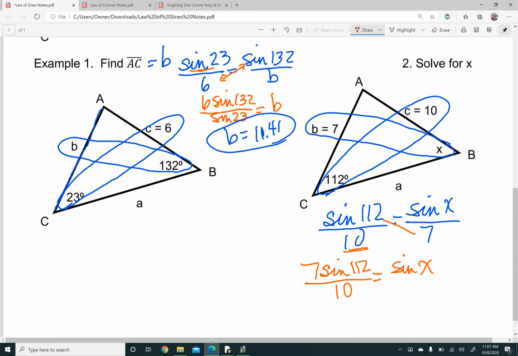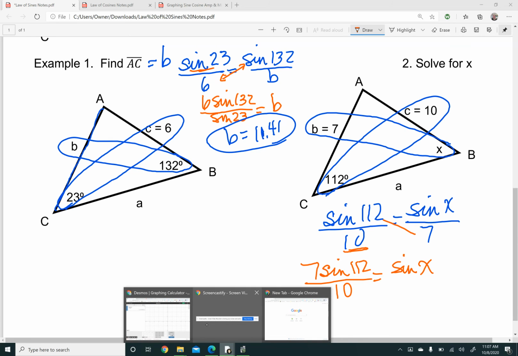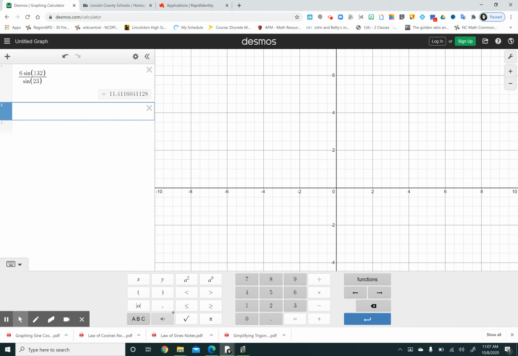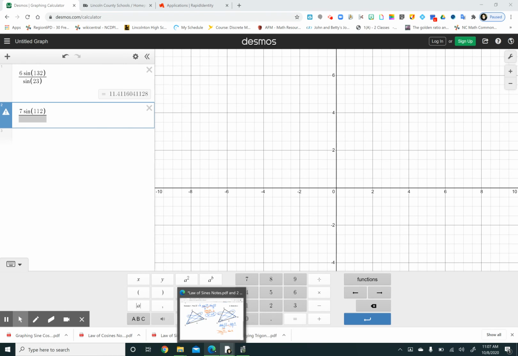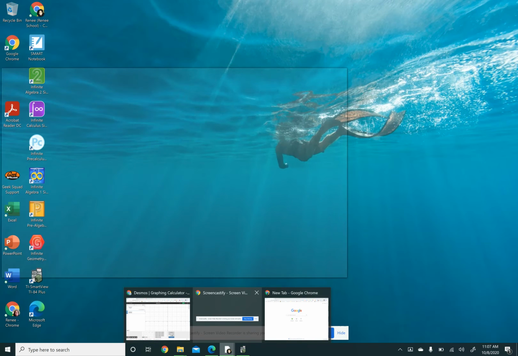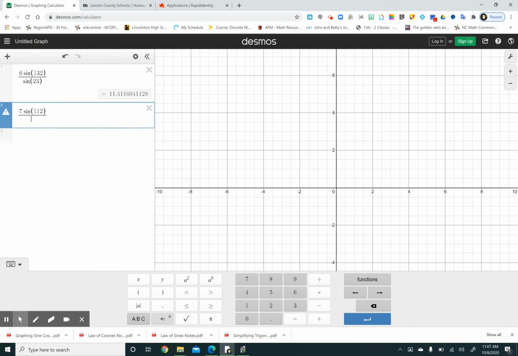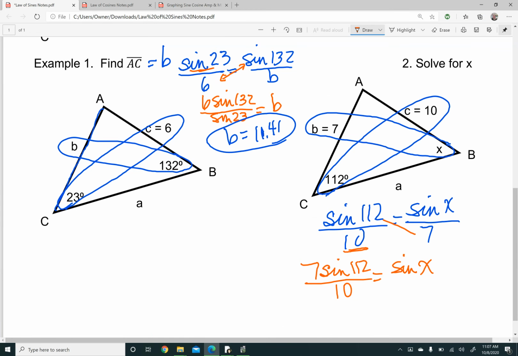Now, normally it would just be this. Well, we don't just have X, we have the sine of X. So we're going to put this in our calculators. So we say 7 sine of 112, get out of there, divided by 10. Now, this is equal to 0.6490. So what we have here is 0.6490. That's equal to the sine of X.